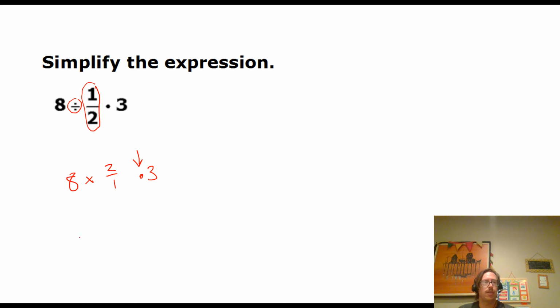So in this case, I'm going to move left to right. Now I've got a bunch of whole numbers and then one fraction, so we can change them all into fractions. 8 over 1 times 2 over 1 times 3 over 1. Actually, they're all over 1. They're all whole units, so we can ignore the bottom altogether. It's 8 whole units times 2 whole units times 3. And if we move left to right, we would get 8 times 2 is 16, times 3 is 48.